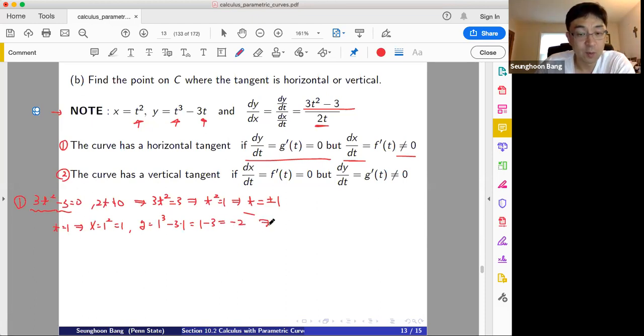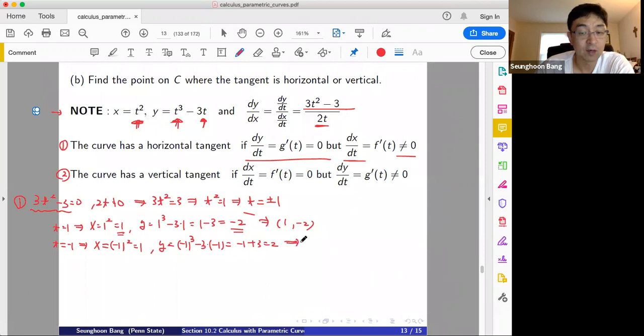So what's the point? The point is (1, -2). Here x is 1, y component is -2. This point has t equals -1. You plug into here: x equals (-1) squared, which is 1. So y, you can plug -1 into t, so (-1) cubed, minus 3 times -1. So (-1) cubed is -1. The -3 times -1 is positive 3.